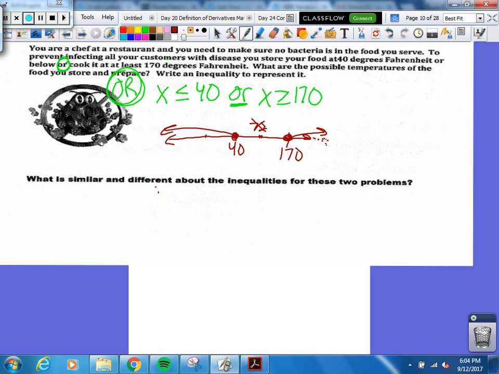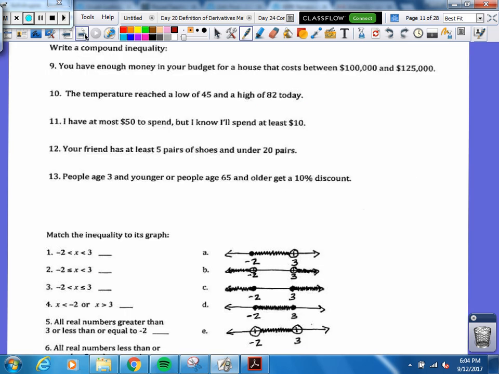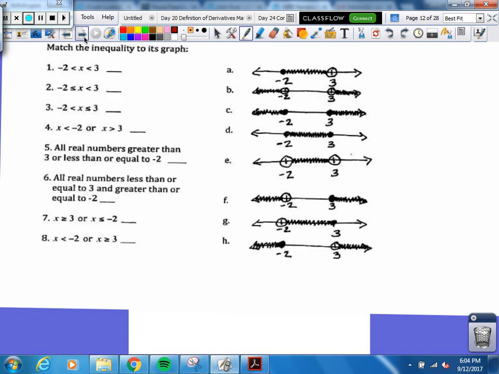So let's explore this a little bit more, shall we? Okay, so let's look at this page right here. Match the inequality to its graph. All right, so negative 2 is less than x, which is less than 3. This is and. First thing on the right, this is an and. This one down here, number 4, is an or. Why do I know it's an or? Because it says or. That's pretty easy, right?